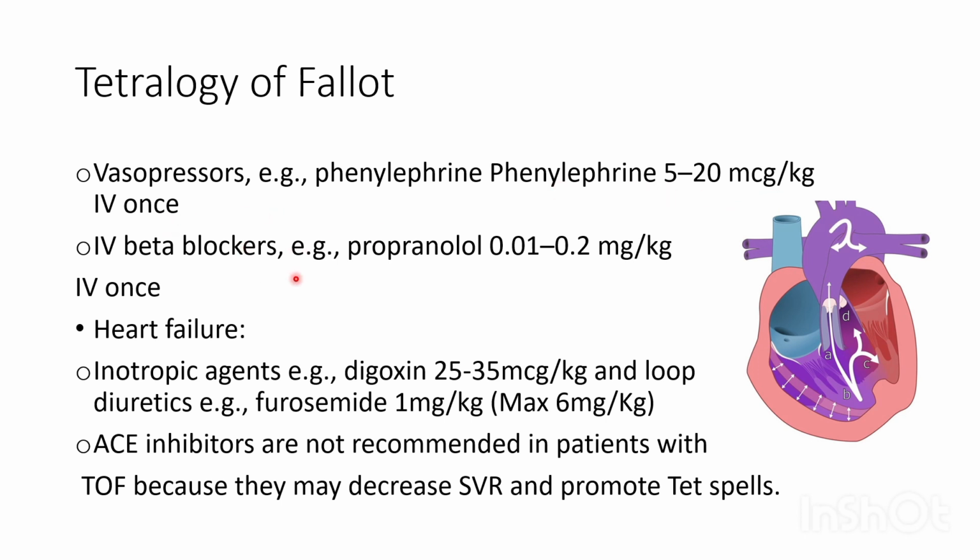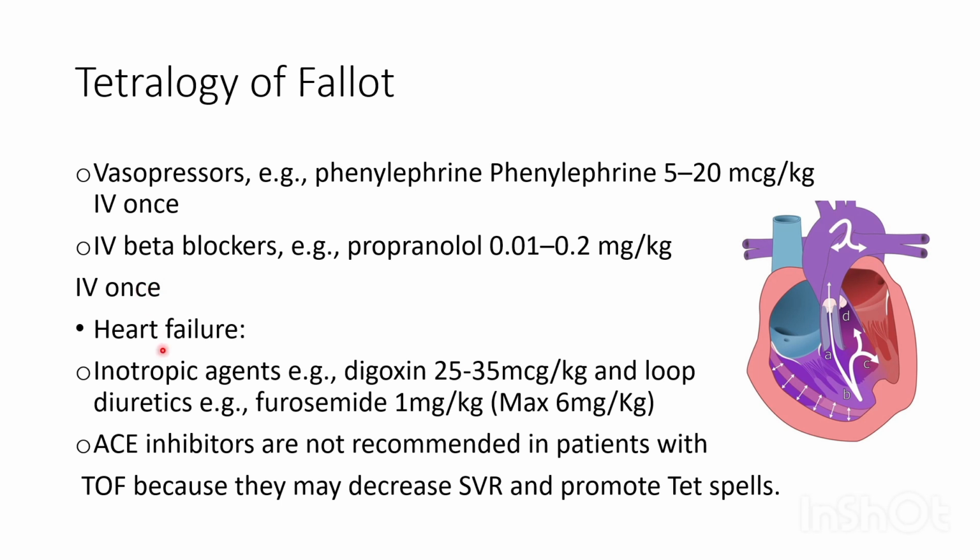IV beta blockers, for example, propranolol. Propranolol relaxes pulmonary infundibular musculature, thus reducing stenosis. So more blood can enter the pulmonary circulation via the pulmonary trunk for oxygenation. The dose of propranolol is 0.01 to 0.2 mg per kg IV once.